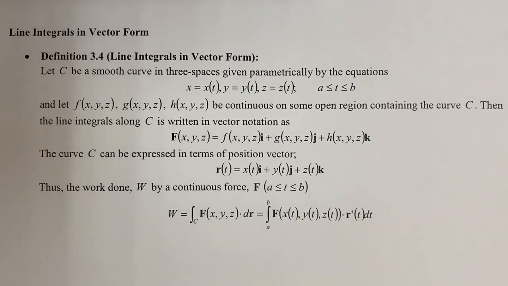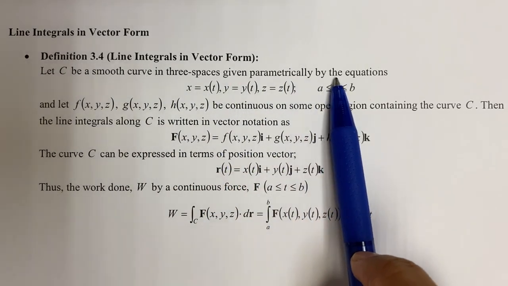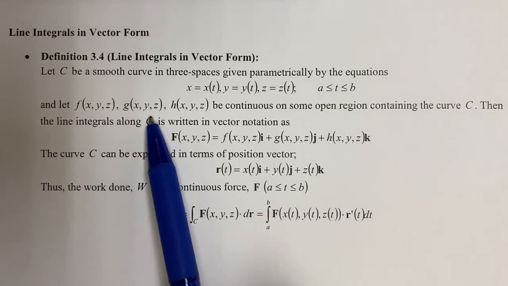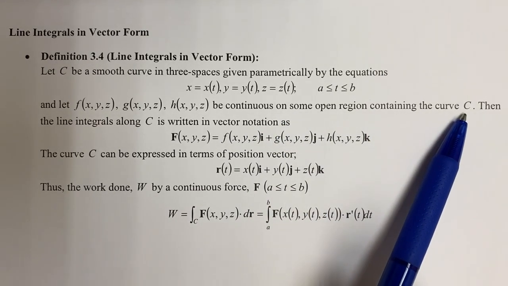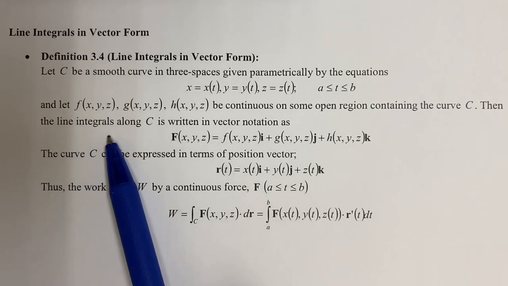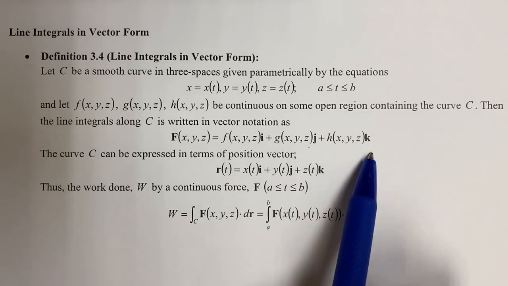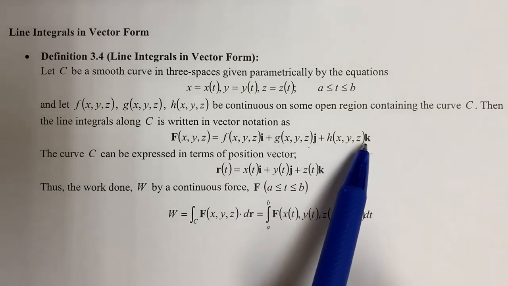Okay, the last one for line integrals: line integrals in vector form. Definition 3.4. Line integrals in vector form. Let C be a smooth curve in 3-space given parametrically by x(t), y(t), z(t), and let f(x,y,z), g(x,y,z), h(x,y,z) be continuous on some open region containing curve C. Then the line integral along C is written in vector notation with i, j, k: f for i, g for j, h for k.